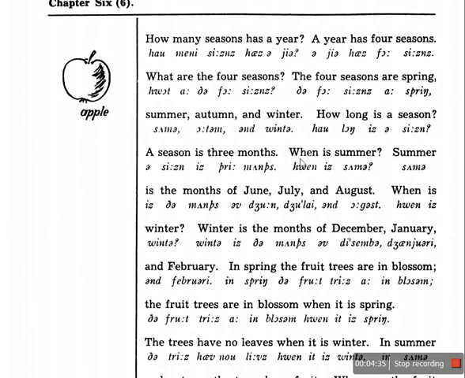How many seasons has a year? A year has 4 seasons. What are the 4 seasons? The 4 seasons are spring, summer, autumn, and winter. How long is a season? A season is the 3 months. When is summer? Summer is the months of June, July, and August. When is winter? Winter is the months of December, January, and February.